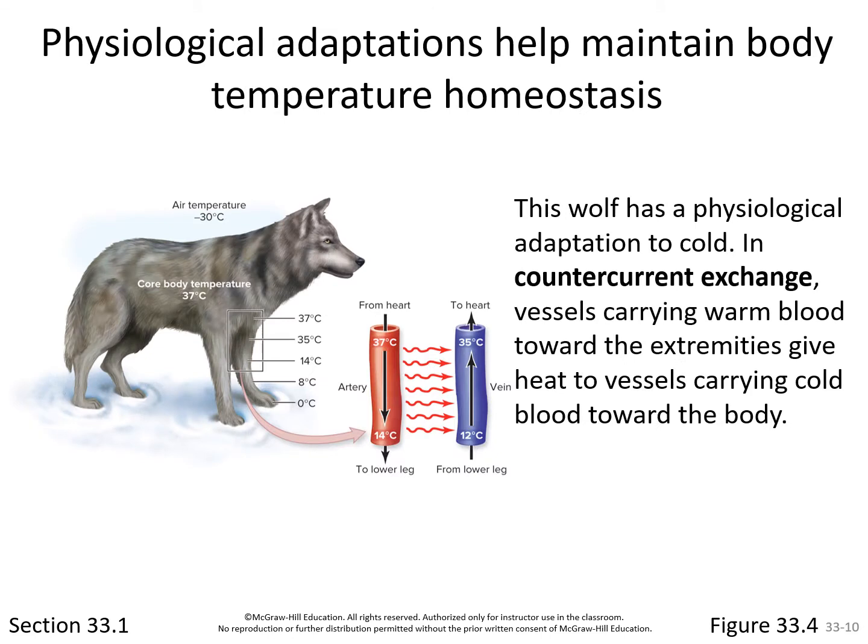Okay, so there are other adaptations that help maintain body temperature homeostasis. And so in this wolf, it's got an adaptation to cold called counter-current exchange. And in counter-current exchange, you'll notice that the blood flow through the artery on the left and the blood flow through the vein on the right is going in opposite directions. And so basically, as the vessels carry this really warm blood towards the extremities, they'll actually give heat to vessels that are carrying cold blood back towards the body.